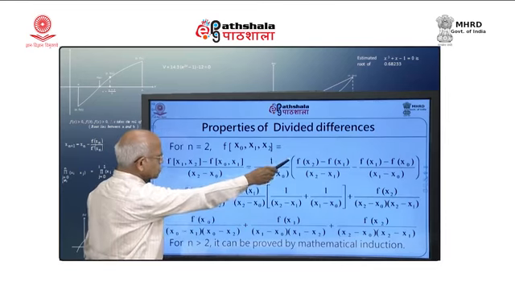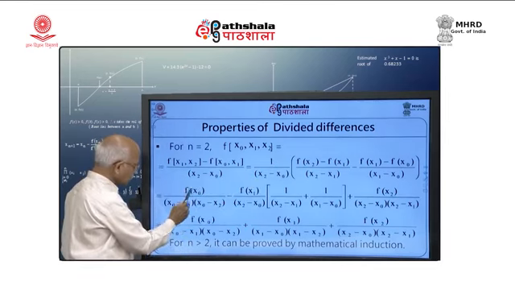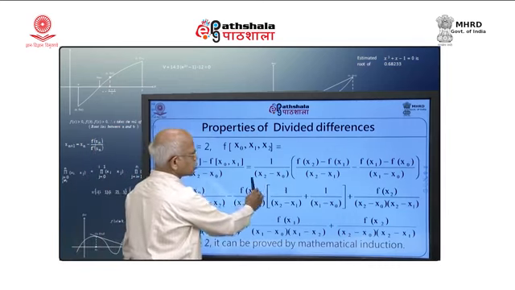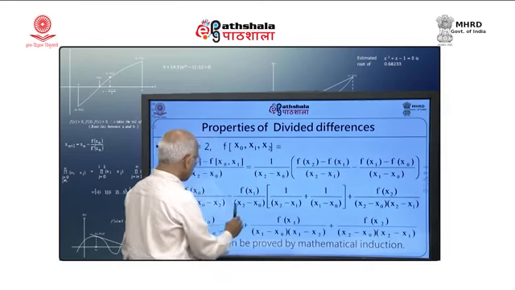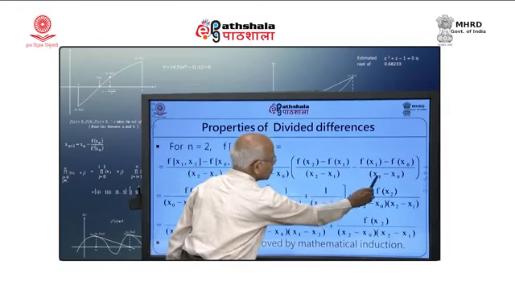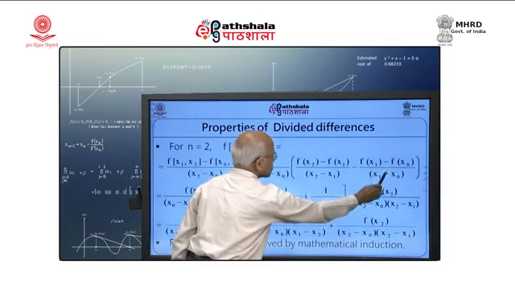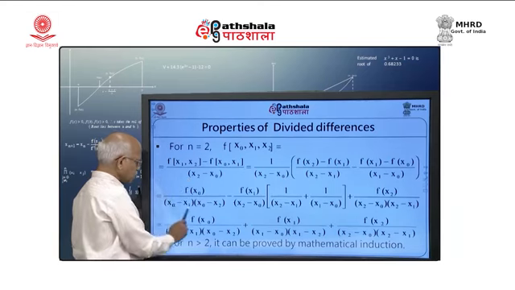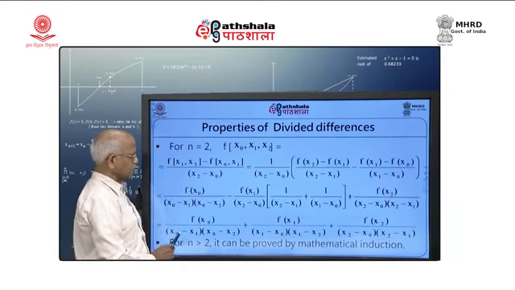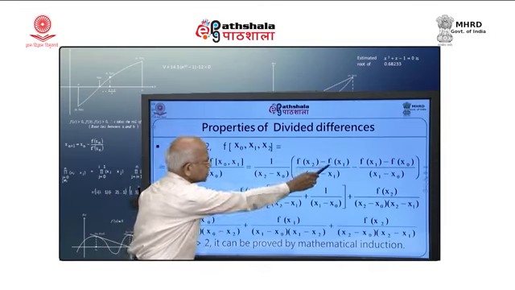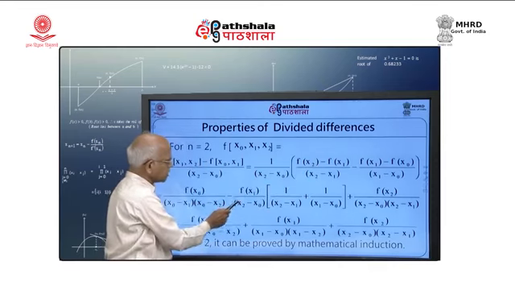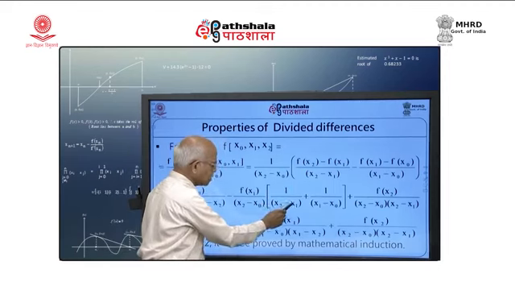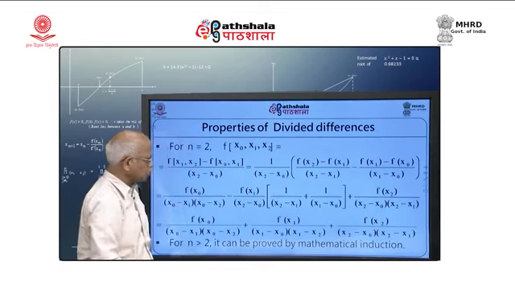So, for the last value f x 0, I will get f x 0 divided by x 0 minus x 1, x 0 minus x 2. This x 0 minus x 2 will come from here, and we will get x 0 minus x 1. There is one sign change here, and one sign change here, so that will make it all right. So, f x 0 upon x 0 minus x 1, x 0 minus x 2. Then if I take f x 1, there are two terms in f x 1. So, f x 1 over x 2 minus x 0 from here, and from here I will get 1 upon x 2 minus x 1 upon x 1 minus x 0.